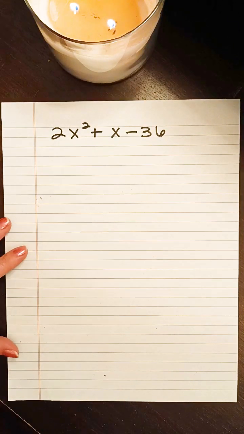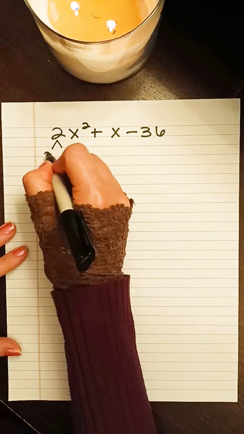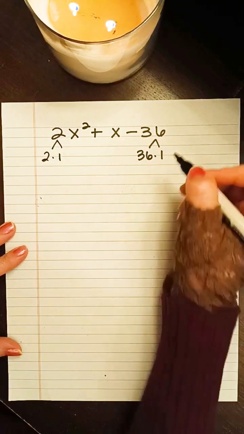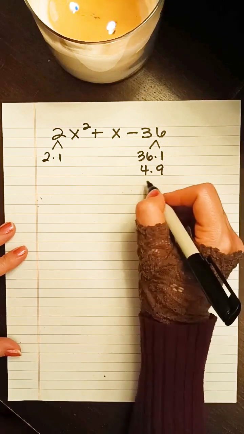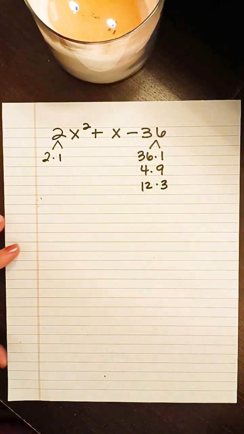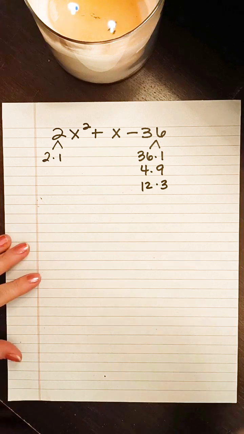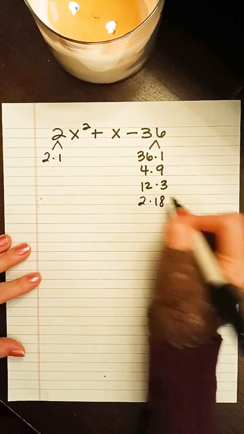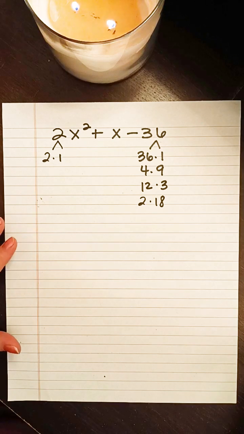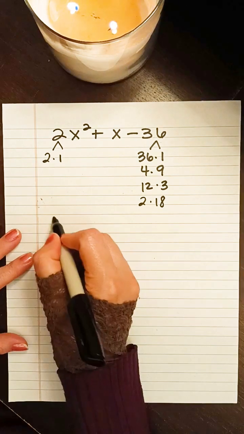All right, let's do another one. So numbers that multiply to be 2 and numbers that multiply to be 36. So 4 times 9, 12 times 3, 2 times 18. Okay, so again, I'm not worried about signs at this point.